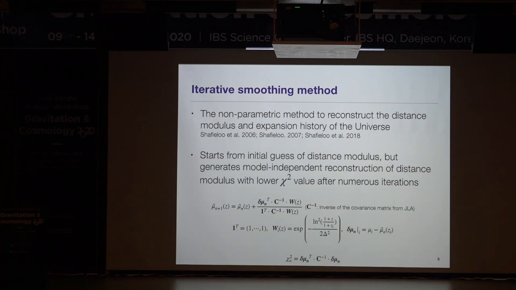and after multiple iterations of the process shown on these two lines, it generates a model-independent reconstruction of the distance modulus with a lower chi-square value. So this initial guess can be model-dependent or not, but after numerous iterations, it generates a model-independent reconstruction. This is the key feature of this iterative smoothing method, and it also produces a reconstruction with a lower chi-square value than the original initial guess.